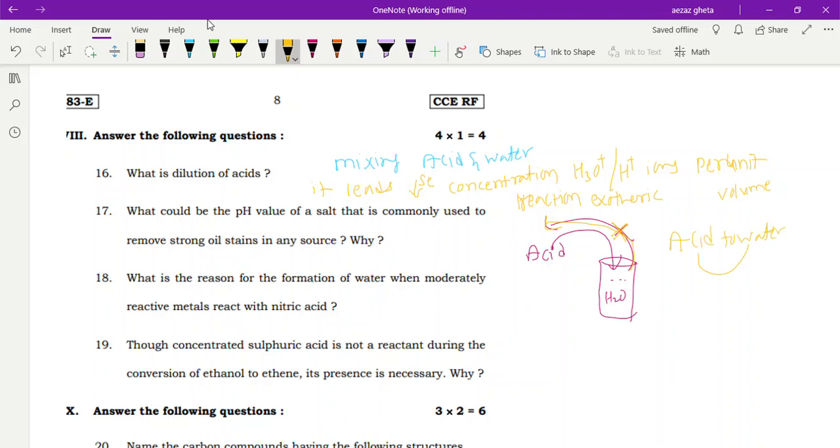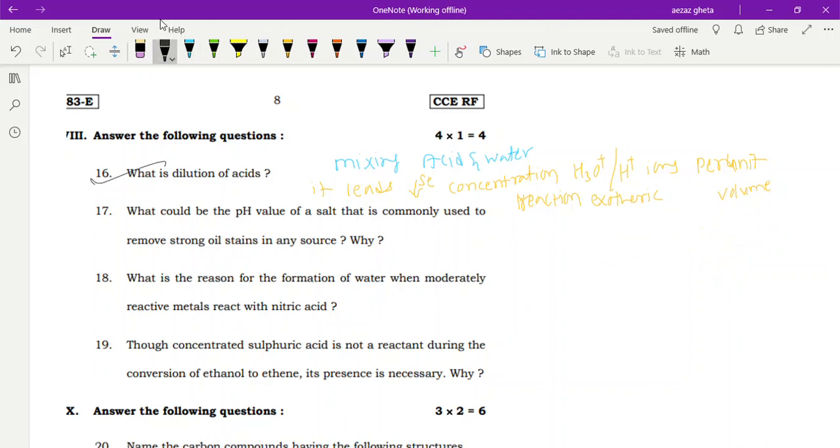If you add water to acid, the mixture can splash out, the mixture can bump out. Okay, it can suddenly come out, and it can come on your face or body and can injure you. Okay, if it goes into ice, then still it can create a problem. Okay, so this is the answer: it decreases the concentration of hydronium ion H3O plus.